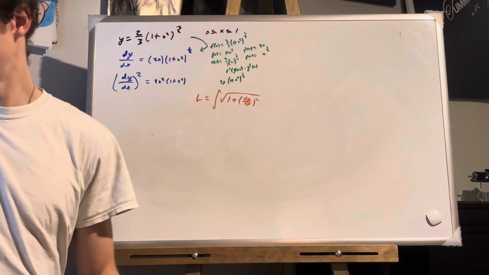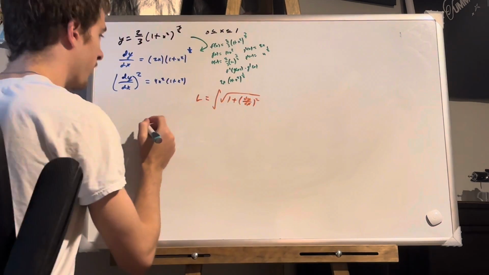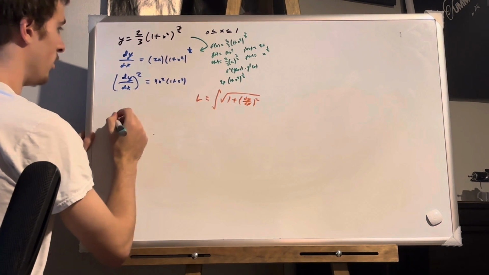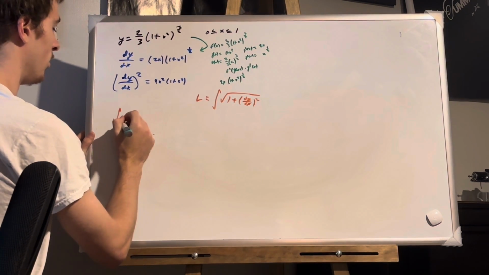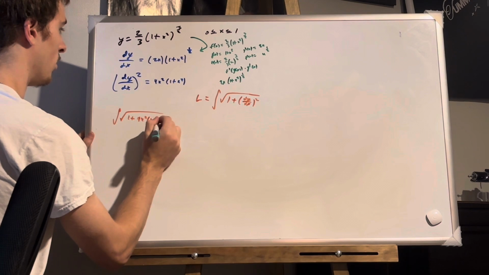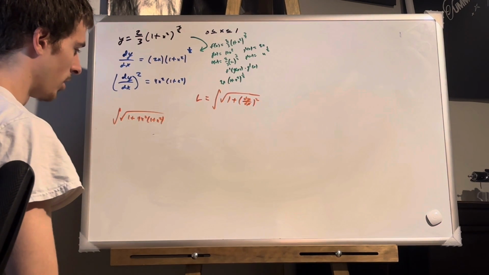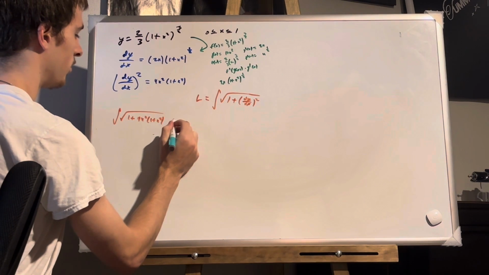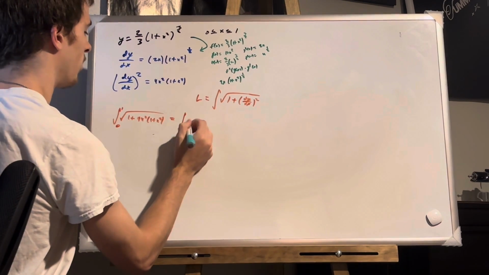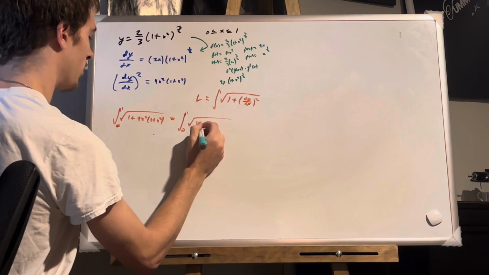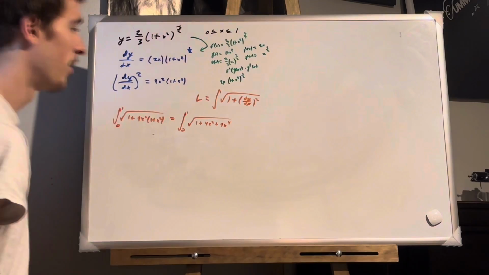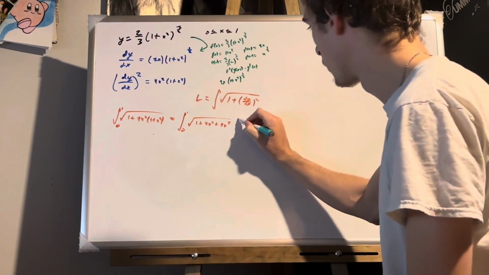So, let's do it. If we have that, it's going to look like this. Okay. So, oh, don't forget your bounds. All right. Now, this we can factor out. 1 plus 4x squared plus 4x to the power of 4. Now, this we can work with.